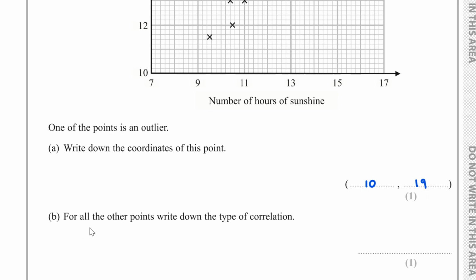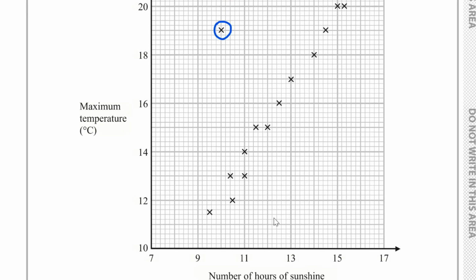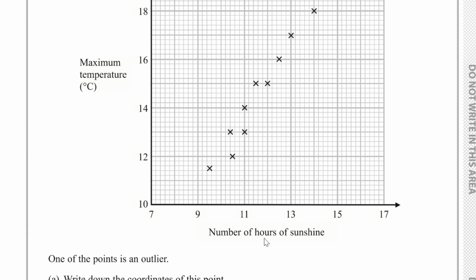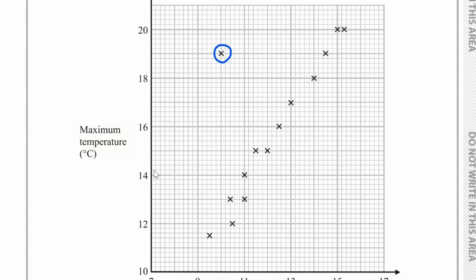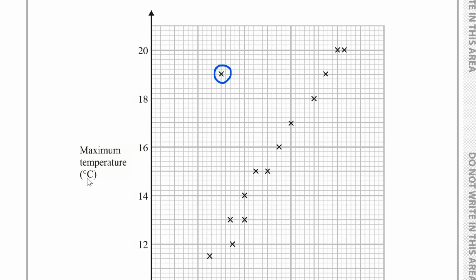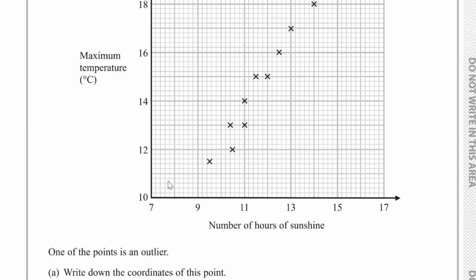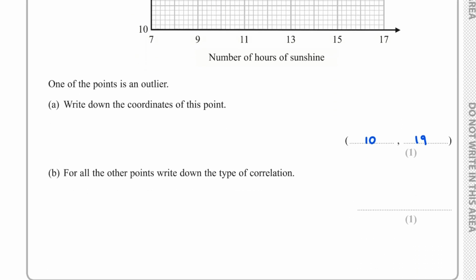For part B, for all the other points, we have to write down the type of correlation. Well, as the number of hours of sunshine increases, so does the maximum temperature in degrees C, and therefore we have a positive correlation.